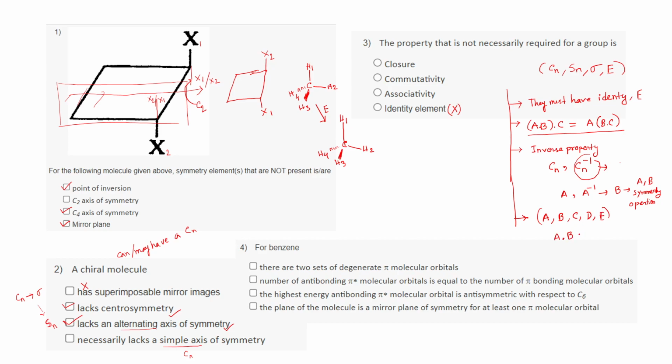If you have A cross B or A dot B, you should also get the same molecule. Or suppose you are operating A into B. Actually, A into B means you first operate B and then you operate A. So suppose you will get something here, you will get the same thing if you operate A first and then B second. So this is called closure property.